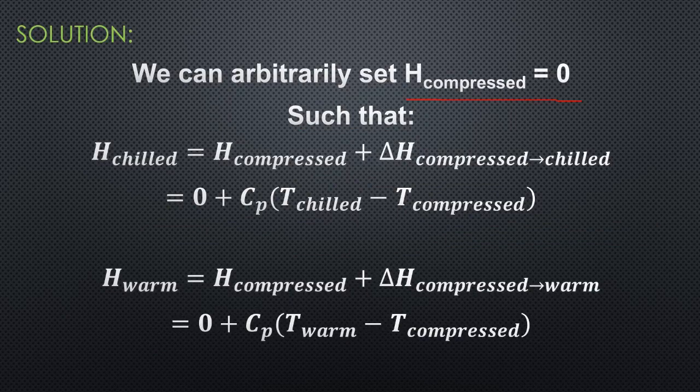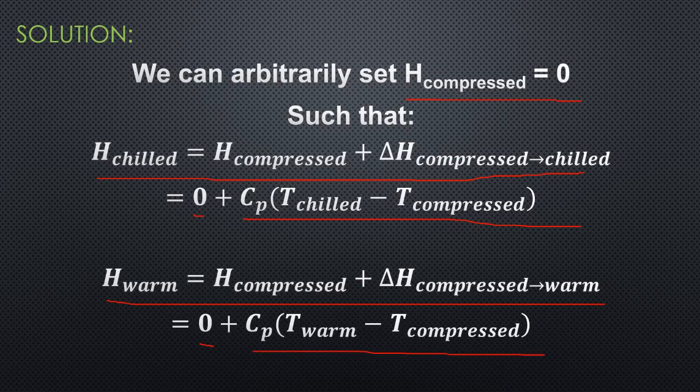This is possible because what we are only calculating for are enthalpy differences such that the 0 point of the enthalpy is arbitrary. Using this, we have H chilled is equal to H compressed plus delta H from the compressed state to the chilled state. H compressed is equal to 0 and the delta H is equal to Cp times T chilled minus T compressed. Similar to this, we have H warm is equal to H compressed plus the delta H from the compressed state to the warm state. H compressed is 0 and the delta H is Cp times T warm minus T compressed.